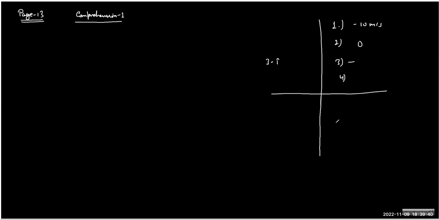Delta V vector by delta t. Pardon, once again. Average velocity is defined as, sorry, average acceleration is defined as delta V vector by delta t. Yeah, delta V upon delta t, change in velocity upon time. So to find the change, what you do? You find the final velocity minus initial velocity.